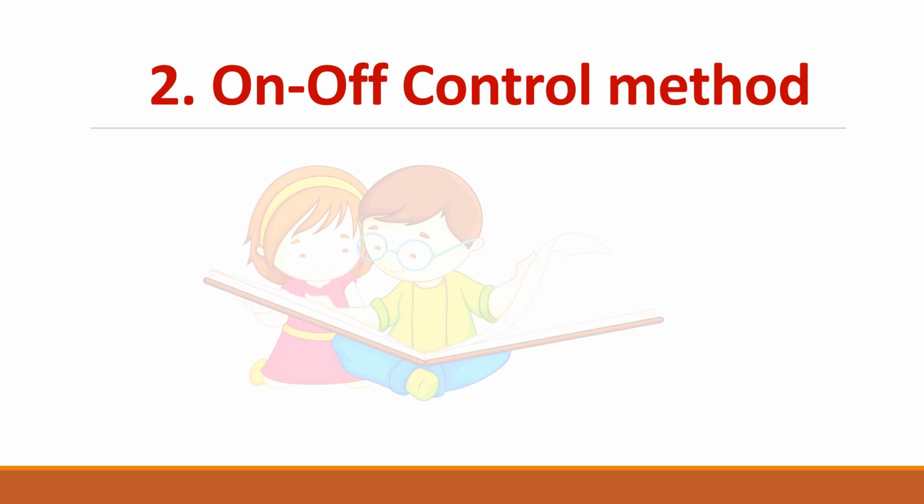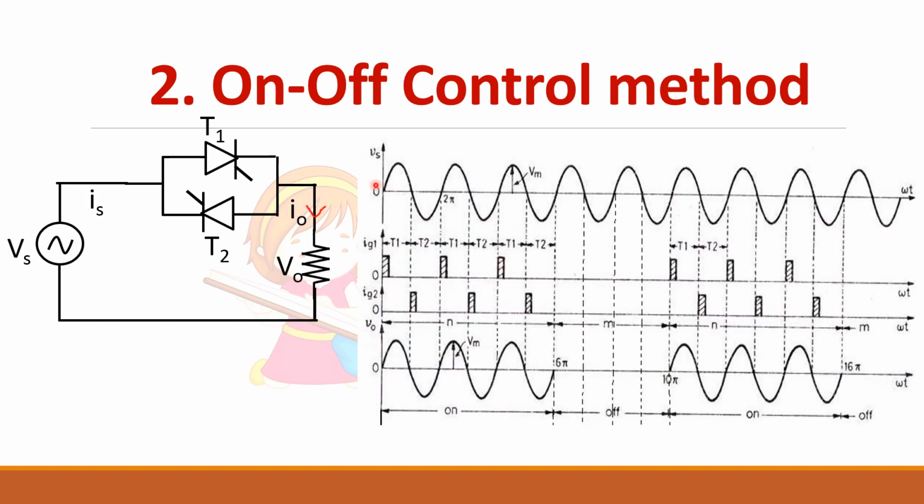So in the on-off control method also, the circuit diagram remains the same, only the waveform is different. You can see here, this is the supply voltage. T1 is given a gate pulse during the positive half cycle, while T2 is given a gate pulse during the negative half cycle. So the output will be there for all the three cycles.